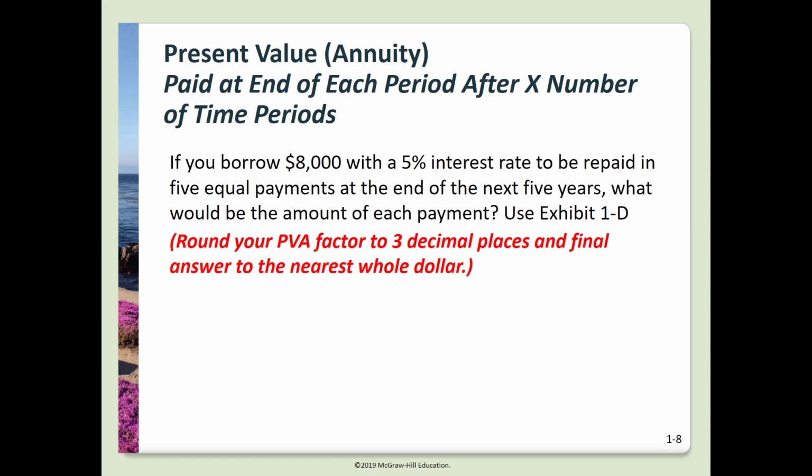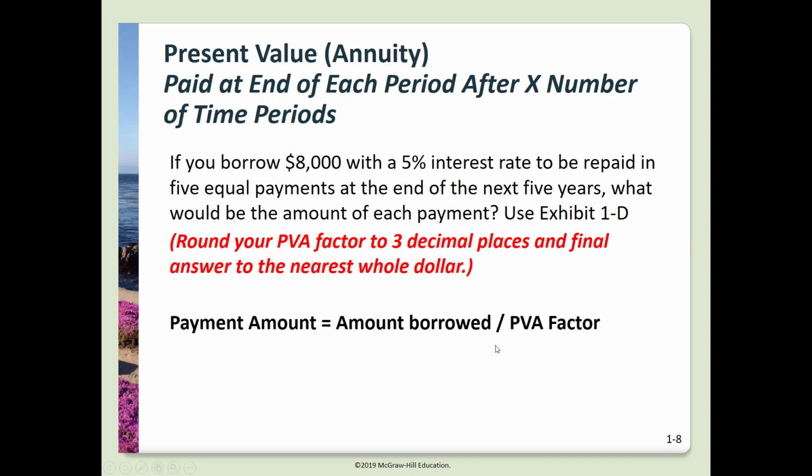Here's our last problem, the present value of an annuity paid at the end of each period after X number of time periods. If you borrow $8,000 with a 5% interest rate to be repaid in 5 equal payments at the end of the next 5 years, what would be the amount of each payment? We're going to be using Exhibit 1D here. And so you'll notice though that this problem is a little bit different than the example we saw in a previous problem. In this case, we want to know what's the payment amount that we're going to be making each year over 5 years based on our borrowed amount.